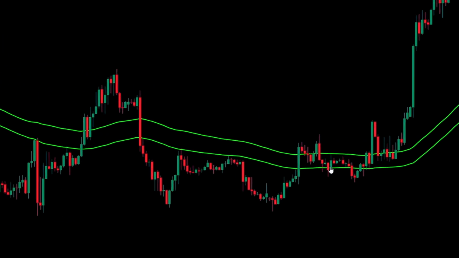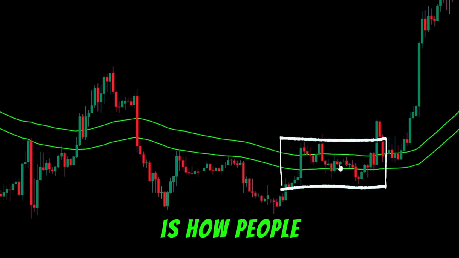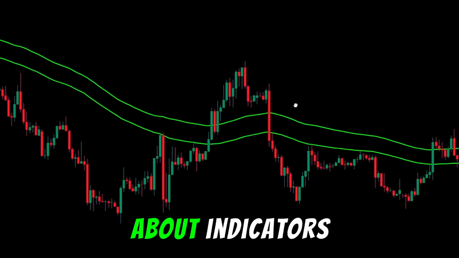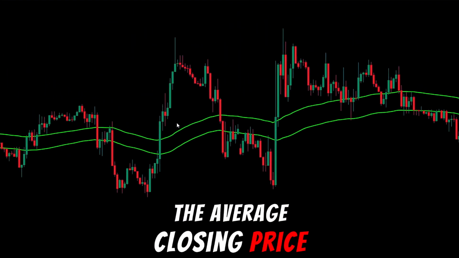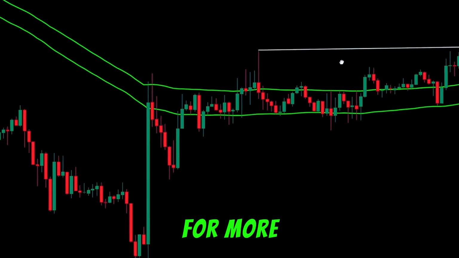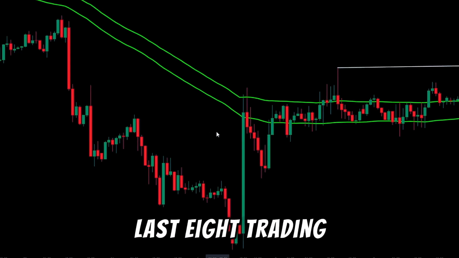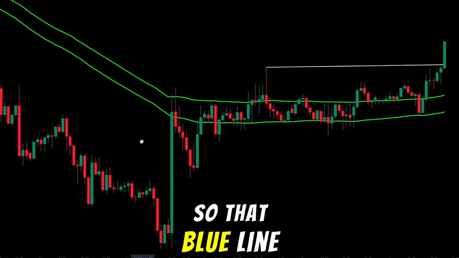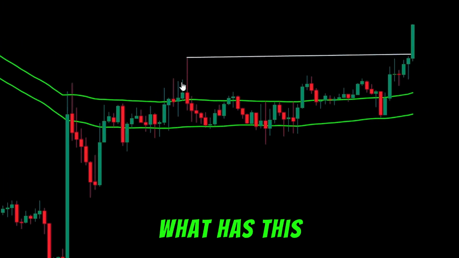Before we use it, understand it, because trading a line you don't understand is how people end up superstitious about indicators. An exponential moving average is just the average closing price over a set number of bars, weighted so the most recent bars count for more. 50 periods on a 4-hour chart is roughly the last 8 trading days. So that blue line is a rolling answer to one question. What has this market considered fair value recently?